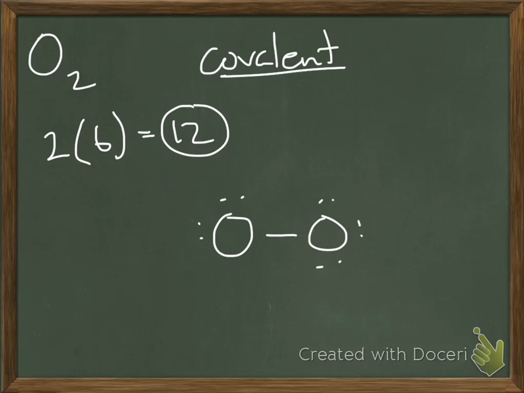Is that 12? Let's count them. 2, 4, 6, 8, 10, 12. Yes, I have 12. But am I finished? No. Take a look at this oxygen right here. It's only got 6 valence electrons. It's got to have 8. So what are you going to do? Where are you going to get them from?